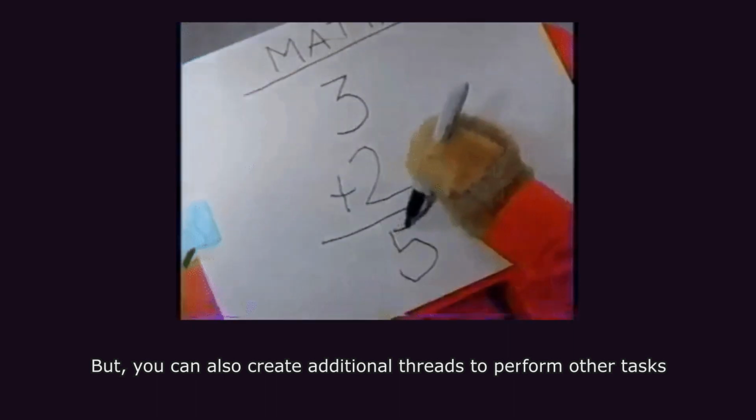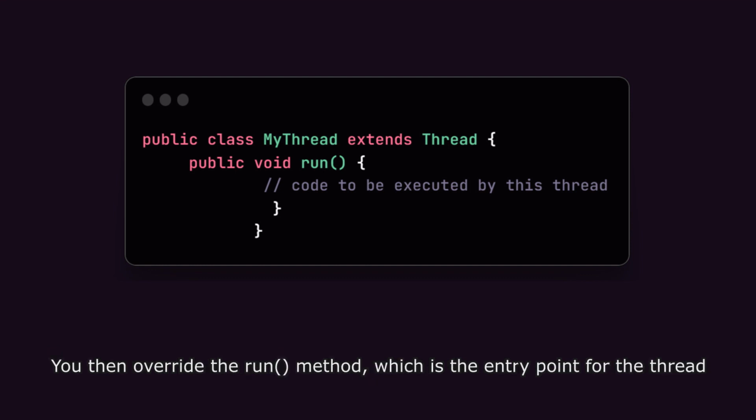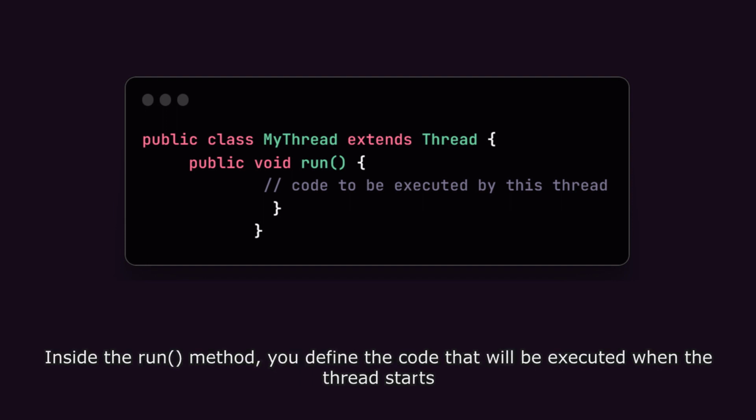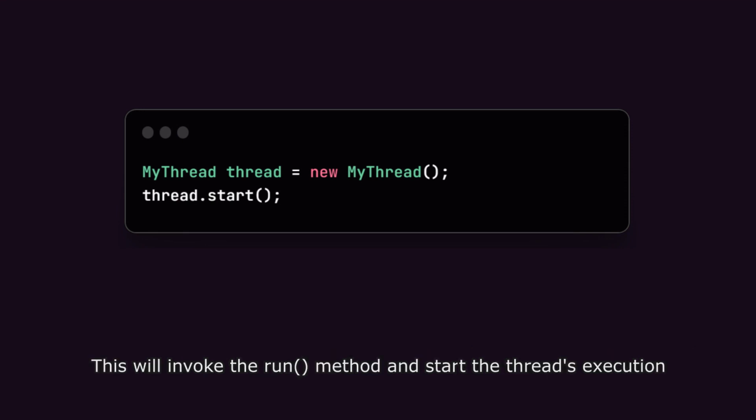To create a new thread in Java, you need to define a new class that extends the Thread class. You then override the run method, which is the entry point for the thread. Inside the run method, you define the code that will be executed when the thread starts. Once you've defined your new class, you can create an instance of it and start the thread using the start method. This will invoke the run method and start the thread's execution.